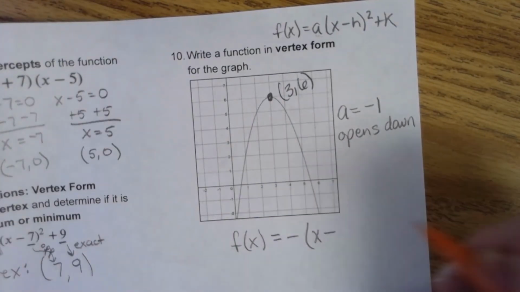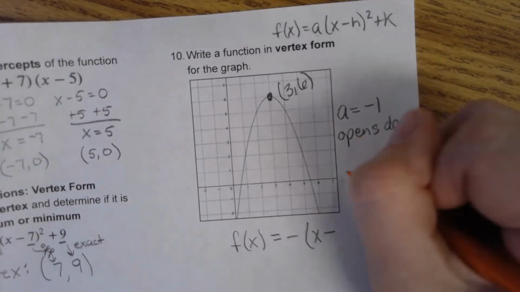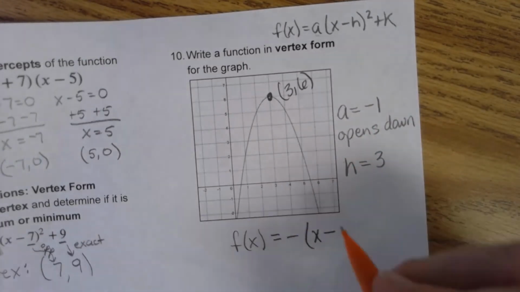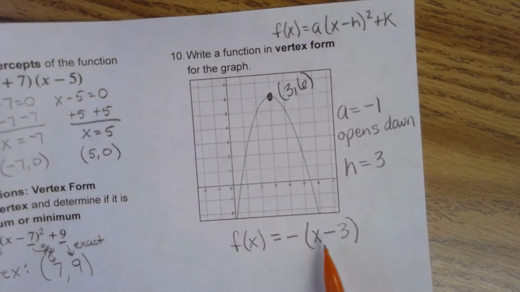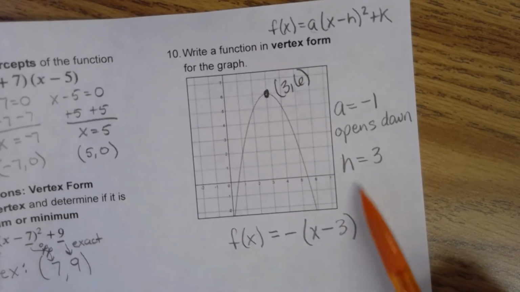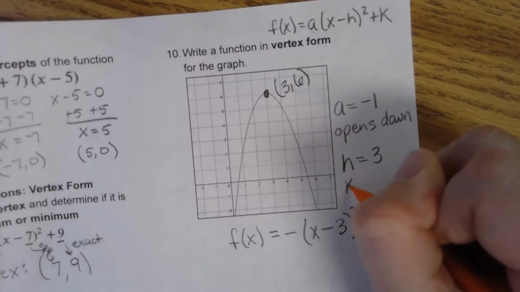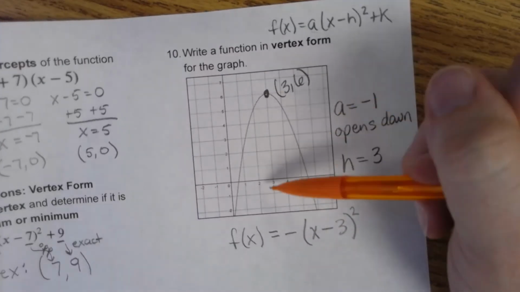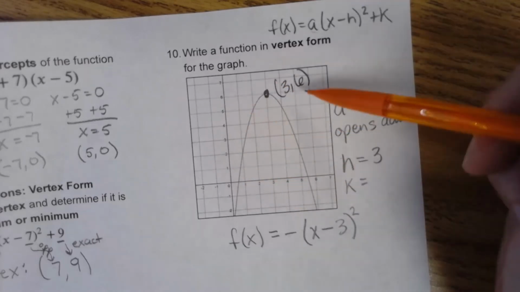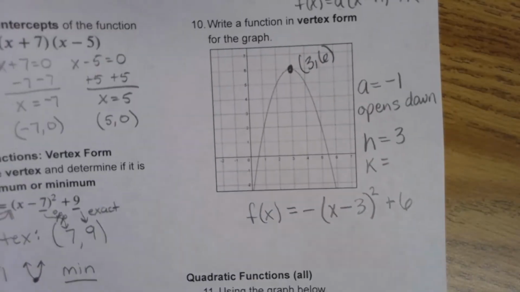Then we do x minus our h value, tells us how many places to the left or right it has moved. So it's moved to the right 3. That means our h is 3. So we'll plug in a 3. But again, remember, we're going to see a minus 3 because we'll see the opposite of what our x value actually is. So if our h is 3, we see a negative 3 in our function. Then we're going to square it and then use our k value. Our k value tells us how many it has moved up or down, and we already found that it's up 6, so plus 6.